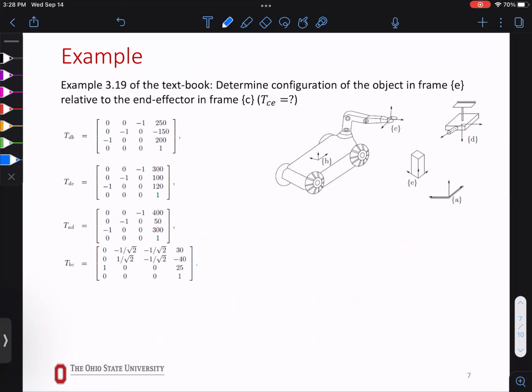This example is in your book. If you have the book, there is another example in the book which is simpler. If you still have doubt about the perspective of frame A to frame B, I suggest you go to the book and solve the example before this. That will help you. Everything is numerical and you get a better idea. Now, in this one, we want to find the configuration of the object in frame E relative to the end effector in frame C. So E relative to C, TCE. You want to know how C sees E?